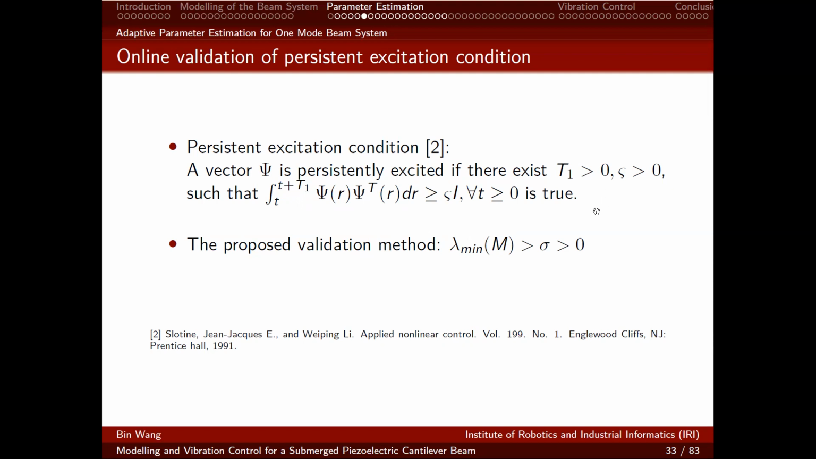At the moment, it is not so straightforward and easy to validate online if the system is persistently excited. But with our method, we can validate it by testing the positive definiteness of the matrix M.